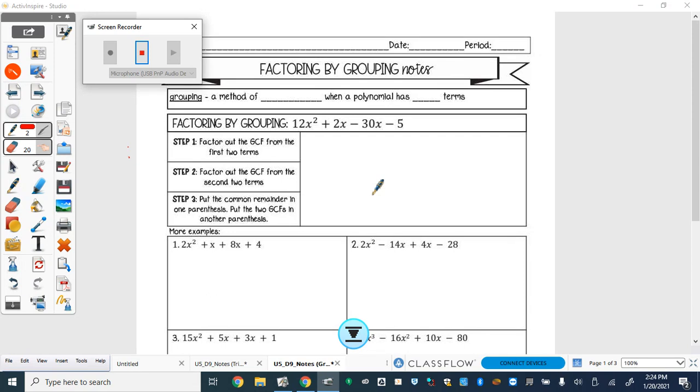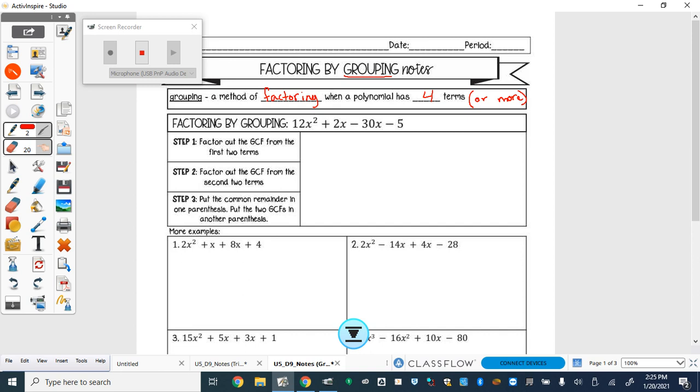Right, last day of, well, not last day of factoring, I'm sorry, second to last day of factoring. So we're going to be working on factoring by grouping. Grouping is a method of factoring when a polynomial has 4 terms or more. I say or more because it does work also with like 6 terms, 8 terms, and so on. But you're going to have to mostly deal with 4 terms.